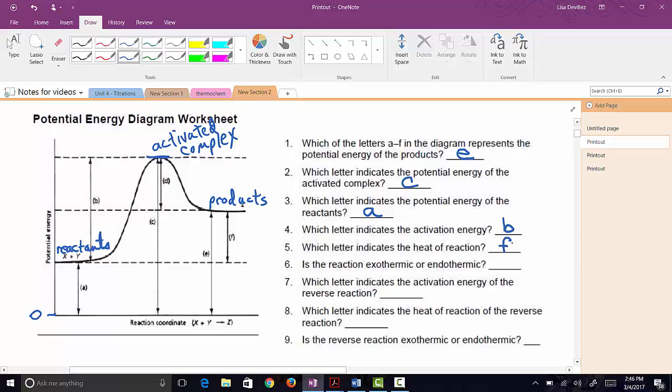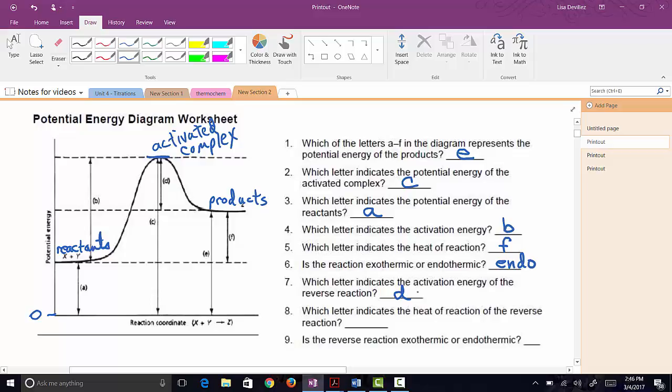And then here, because our products have a higher energy value than our reactants, that indicates that this is an endothermic reaction. Now the reverse reaction, that's if we're starting on the right side and working our way to the left. So essentially our products are now our reactants, and the reactants are now the products. So the activation energy of the reverse reaction is from the products up to where the activated complex is, and so that's letter D.